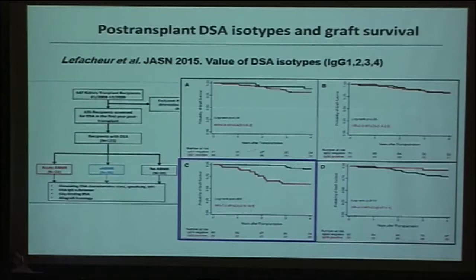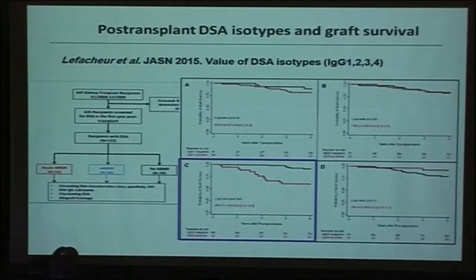Another aspect that will merit a lot of discussion in the future will be the IgG isotypes. You have the DSA, and in the lab, the immunologist can know with some immunological kits what isotype this antibody is. It can be IgG1, 2, 3, or 4. As you can see, in this French experience again, having a DSA which is anti-IgG3 is a very bad situation.